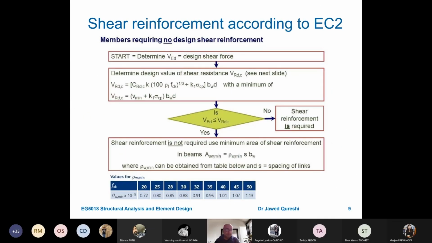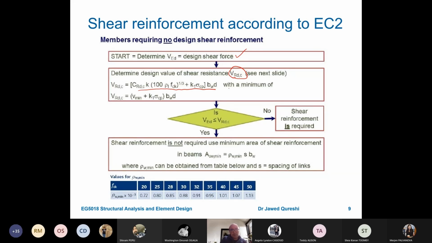Now, what is the procedure? For members requiring no shear reinforcement, first of all, determine VED, that is design shear, which will come from the shear force diagram, and then determine the design value of shear resistance, VRDC. VRDC is the design shear resistance without stirrup. This is the formula for VRDC. And what are these terms? CRDC, K and so on; these terms will be on the next slide.